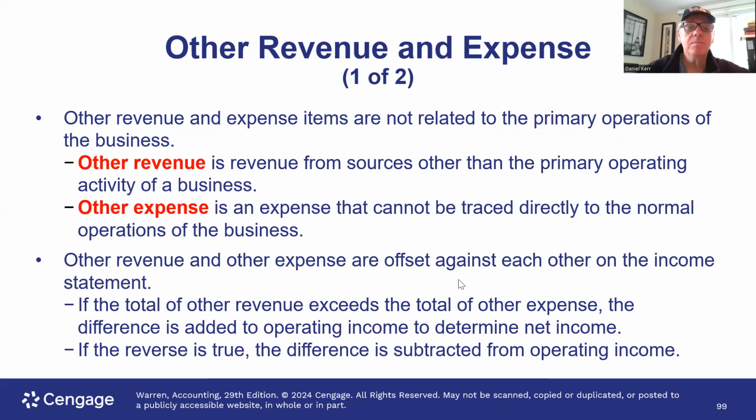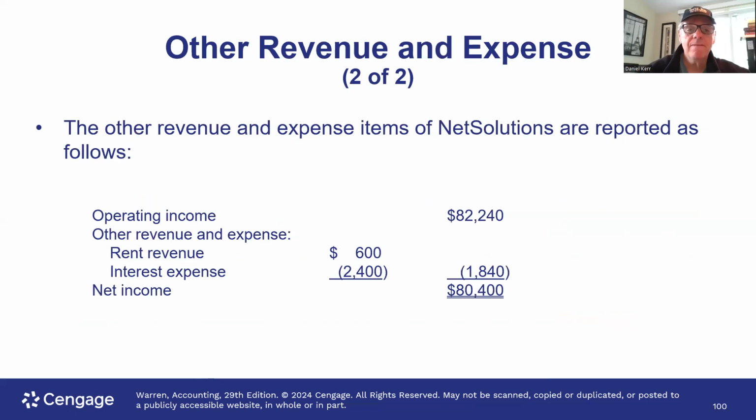That's not net income though, because you've got other sources of revenue and other sources of expenses. And other sources of revenue are not directly related to your primary business. And other expenses, these are expenses that you have that are not directly traced to the business itself. Right? So you get operating income plus the other revenue minus the other expenses. So this can be either positive or negative, depending upon whether the expenses are larger than the income. So in this particular case, the interest expense actually exceeded the rent income by 1840. So your net income is the operating income minus the net difference between the other revenue and the other expenses.